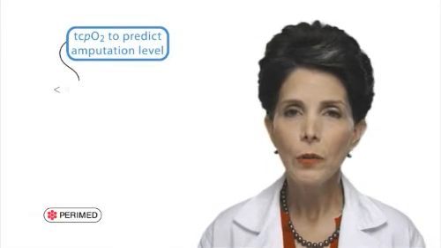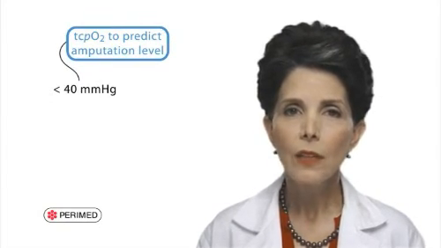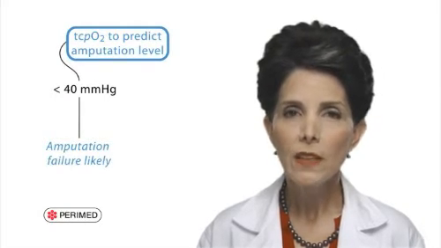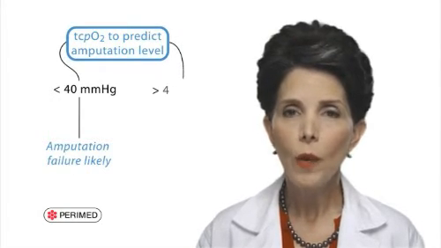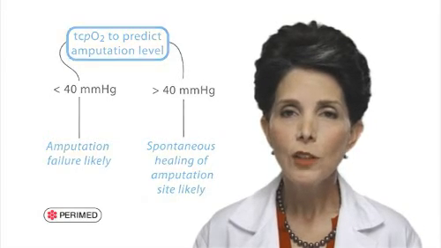A normobaric air TCPO2 value less than 40 millimeters of mercury is associated with a lower than normal likelihood of amputation healing. In other words, if possible, recommend an amputation at a level where TCPO2 value is greater than 40 millimeters of mercury. An oxygen challenge can be of some help here.